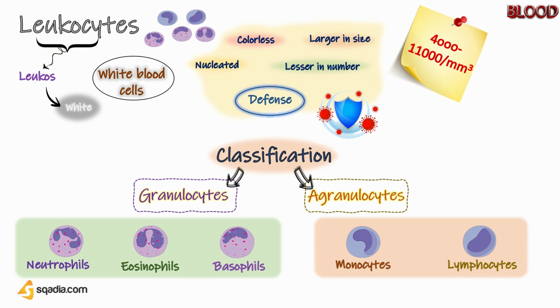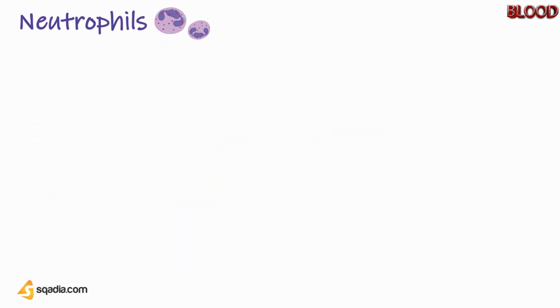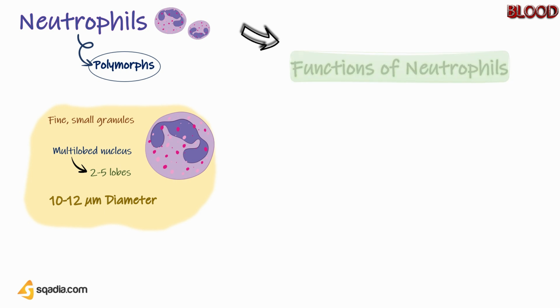Let's have a look at their structure and function. First granulocyte here are neutrophils. Neutrophils, which are also known as polymorphs, have fine or small granules in the cytoplasm. Nucleus is multilobed, with no lobes in younger cells and 2 to 5 lobes in older neutrophils. Diameter of neutrophils is 10 to 12 micrometer.